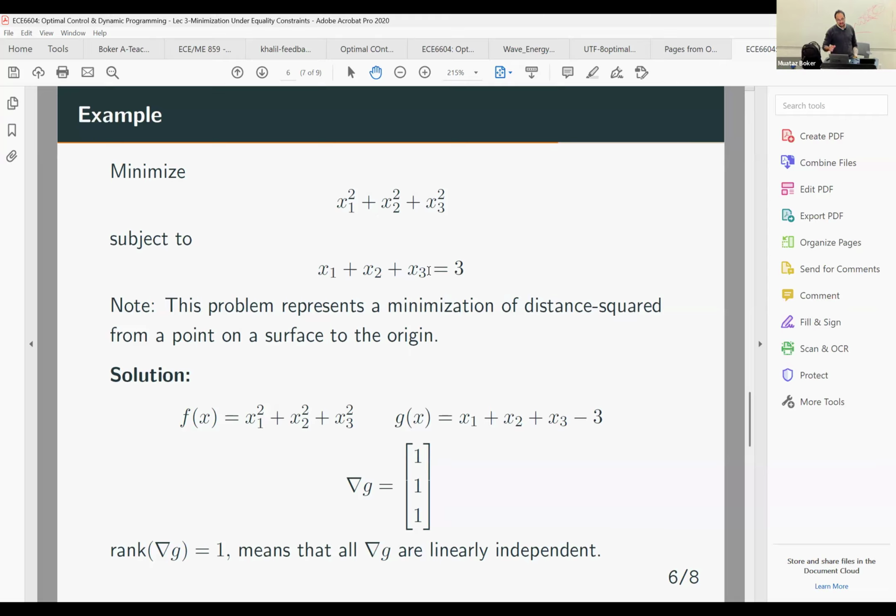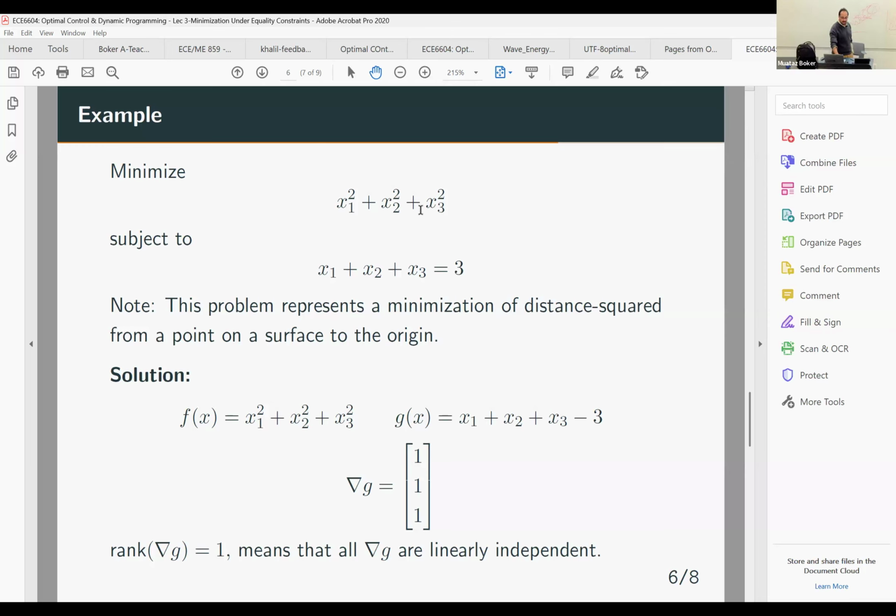All right, this constraint is not in the form that I gave you. In the form I gave you, g of x is equal to 0, right? This is something is equal to 3, so we need to do something about that, okay? So before we do something about that, what is this problem?